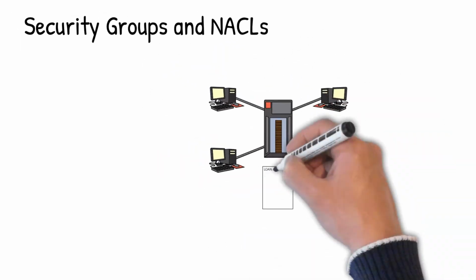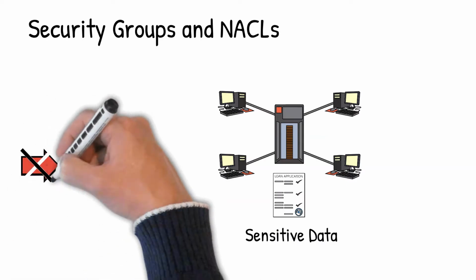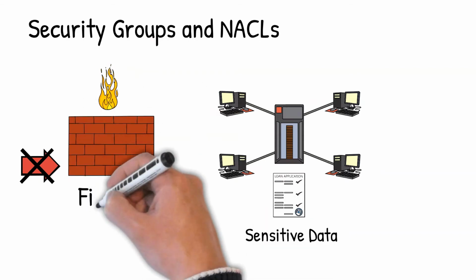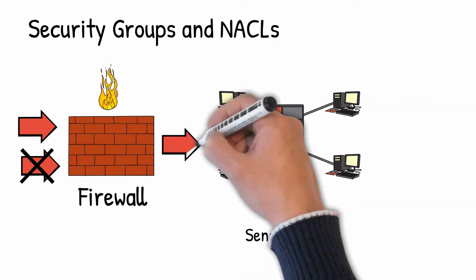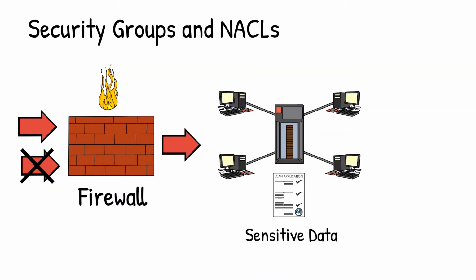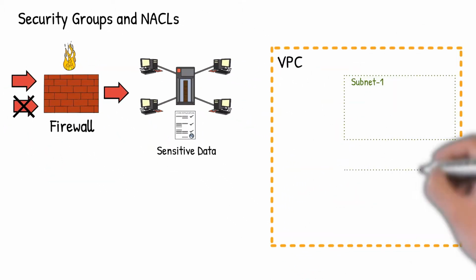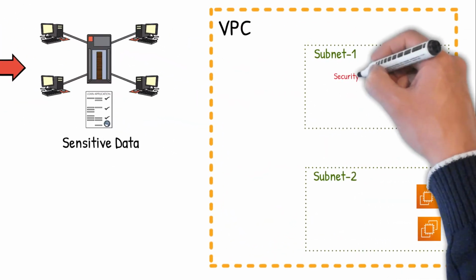Security groups and NACLs. A computer network that holds sensitive data must be protected from unauthorized traffic. Firewalls have been generally used for this purpose. Based on the configured rules, firewalls allow or deny certain traffic from entering or leaving the network. Similarly, in the AWS Cloud, there are a couple of services that act as virtual firewalls.